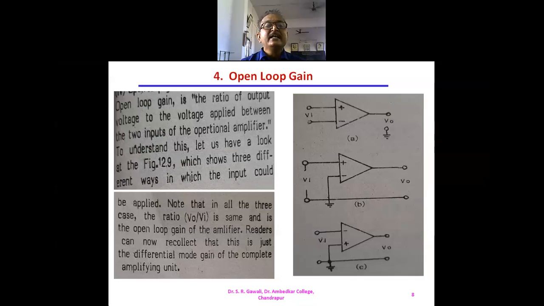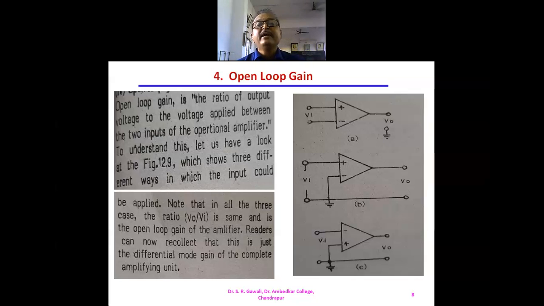To understand this, let us have a look in the figure. I have shown the operational amplifier diagram, and we can apply the input between the two input terminals, plus terminal and minus terminal. Plus terminal is the non-inverting input and minus terminal is the inverting input. ये दोनों में input apply किया है VI, आउटपुट मिलेगा अपने को VO. तो रेशियो ऑफ दिस VO अपॉन VI is nothing but open loop gain.